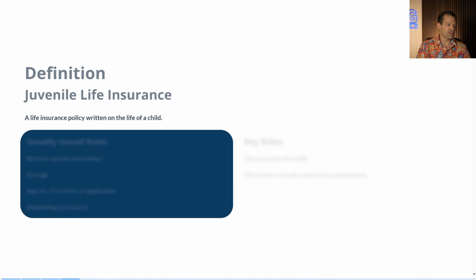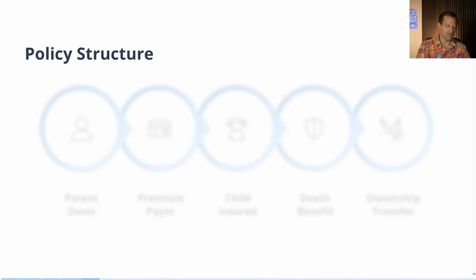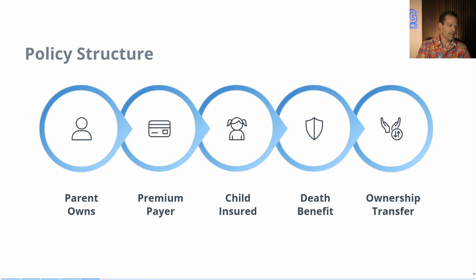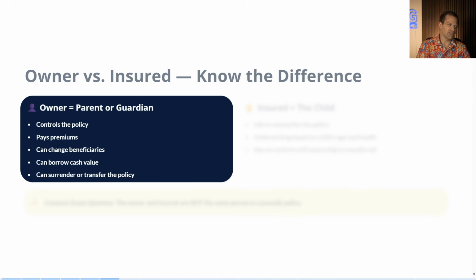So juvenile insurance is just life insurance written on the life of a kid, usually from birth to around 14 to 17, depends on what the insurer will accept. The insured is the child, and the owner is usually a parent or grandparent. So again, the parent owns, the grandparent or parent pays the premiums, the child is insured, there's a death benefit, and eventually one day an ownership transfer. So know the difference between an owner and an insured.